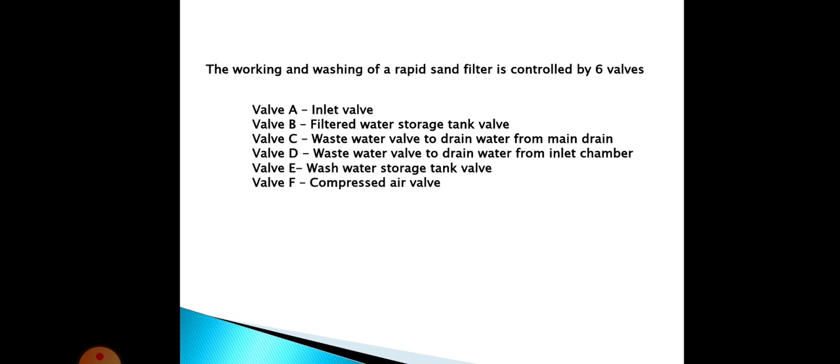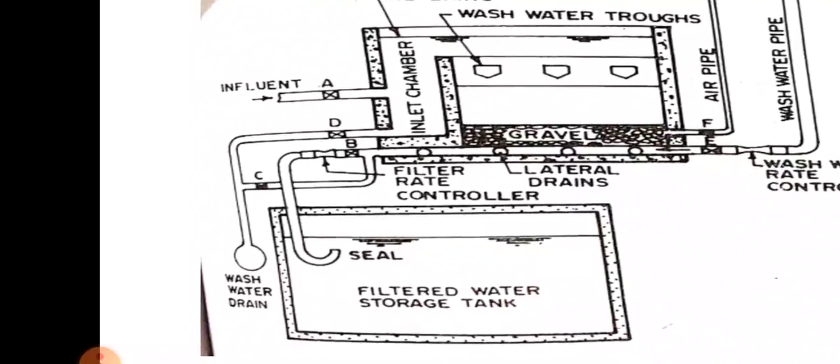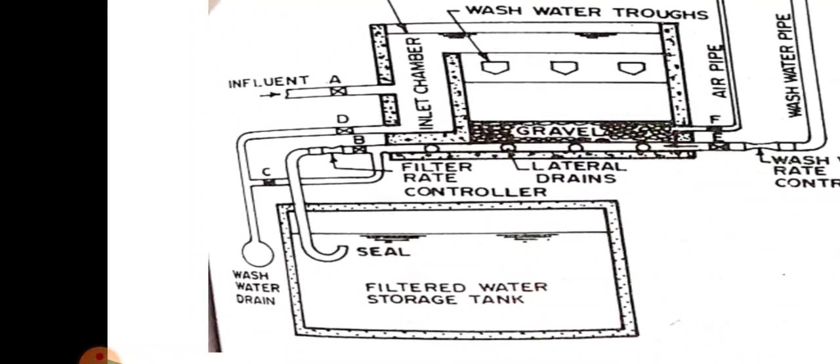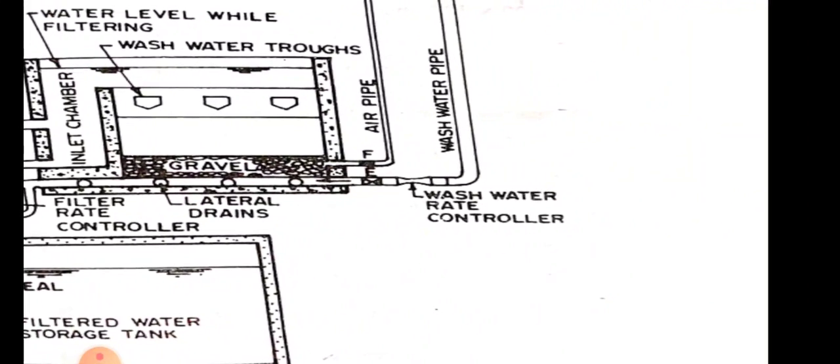Then we have valve C. It is the wastewater valve to drain the water from the main drains. Then we have valve D. It is the wastewater valve to drain the water from the inlet chamber. And then you have valve E. It is the wash water storage tank valve. And then we have valve F, which is the compressed air valve.